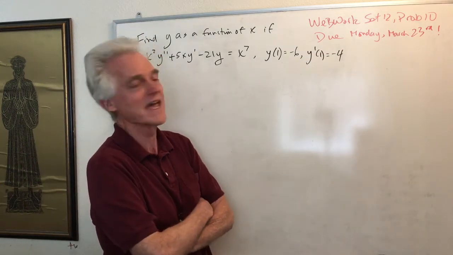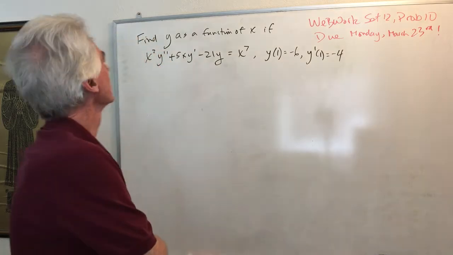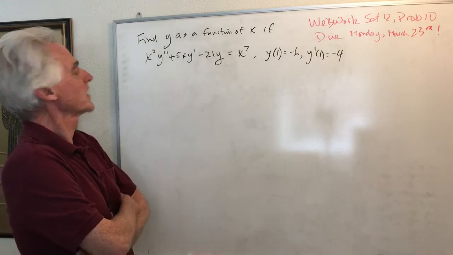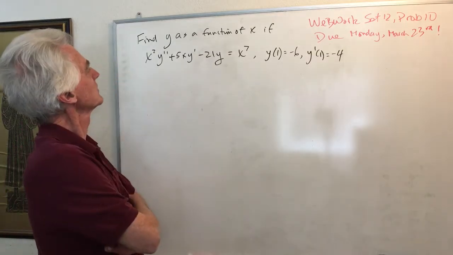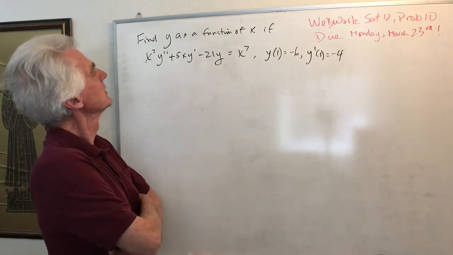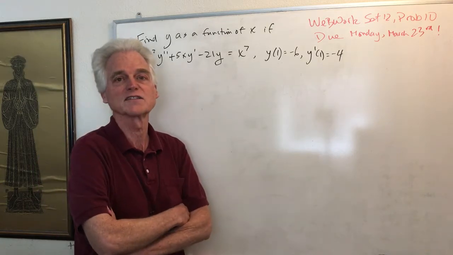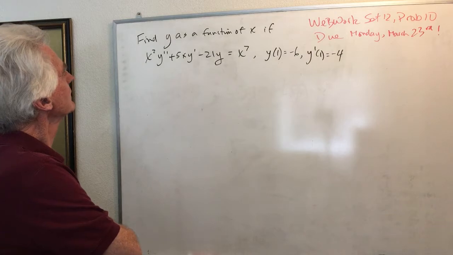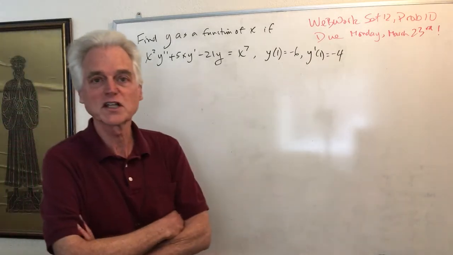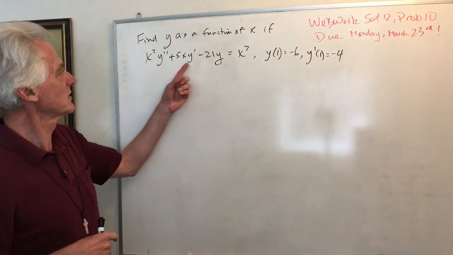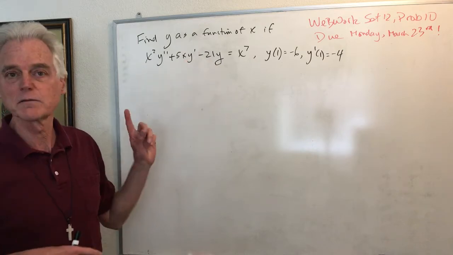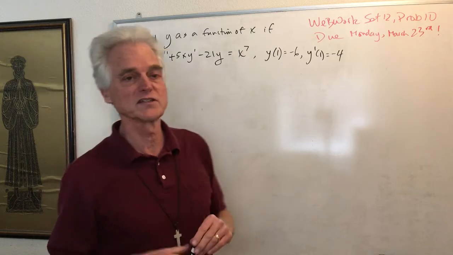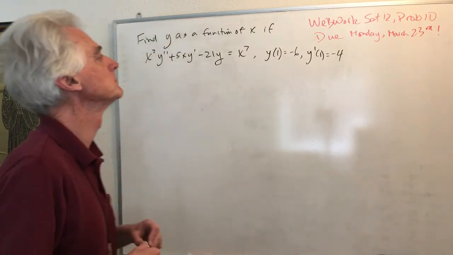It's problem 10. Okay, so the question is to find y as a function of x if x squared y double prime plus 5x times y prime minus 21y equals x to the 7th. Okay, so let's think about this. It's a linear differential equation because we only have y prime, y double prime, but it's non-homogeneous because there's this term on the right-hand side with no y's in it at all.